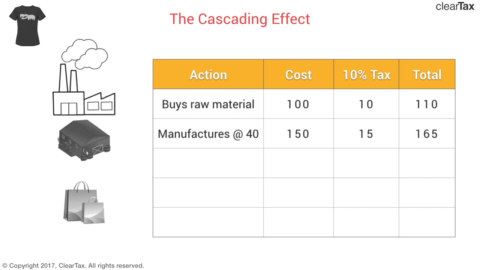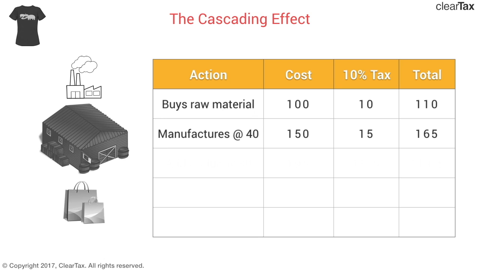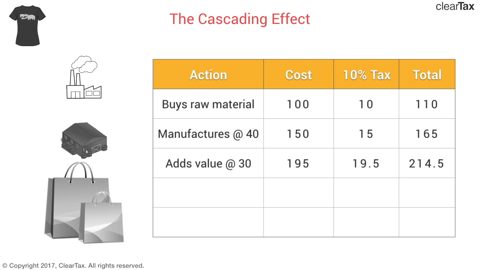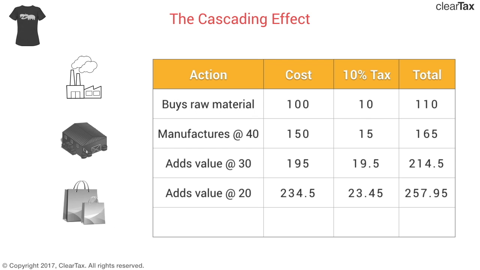The next process, wholesale. Again, the value added is 30. Same as we did for manufacturing, the cost would be 165 plus 30, 195. Add tax of 19.5, cost would be 214.5. Last stage is the retail, that is the final sales stage. A value of 20 is added, so the cost would be 234.5. Add to that 10% tax and the final cost of the shirt is 257.95. Notice that the cost without any tax is 100 plus 40 plus 30 plus 20, that's just 190.